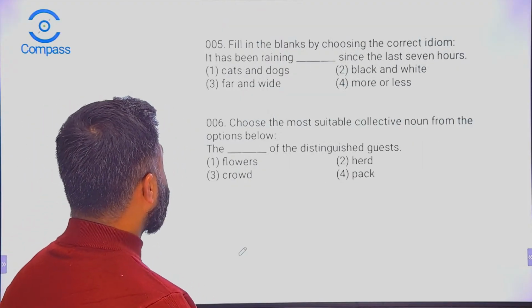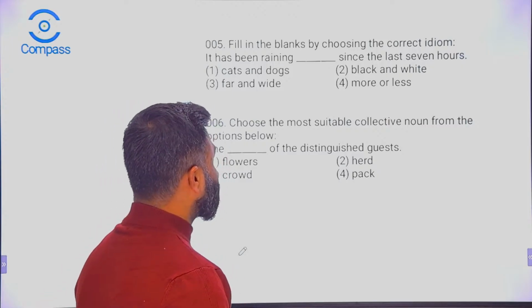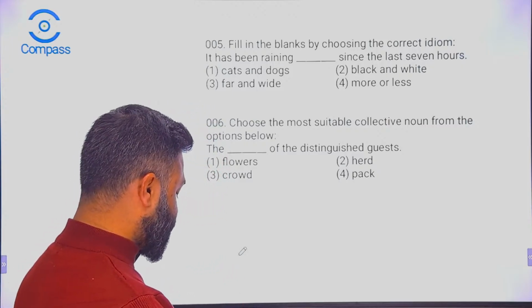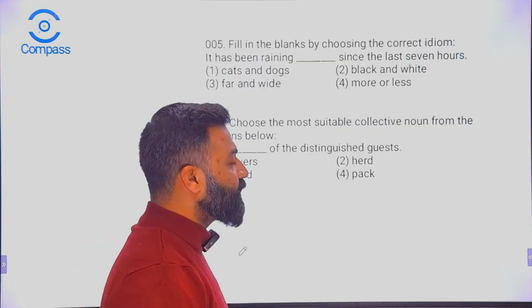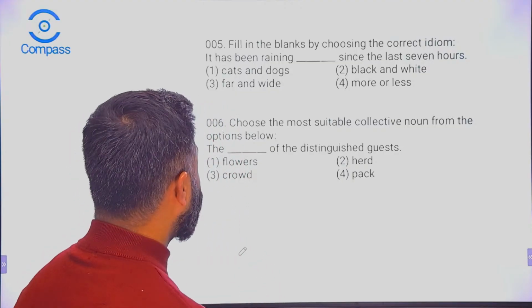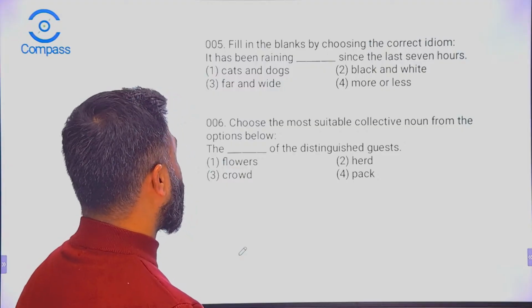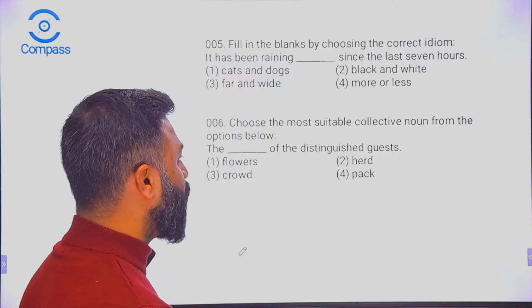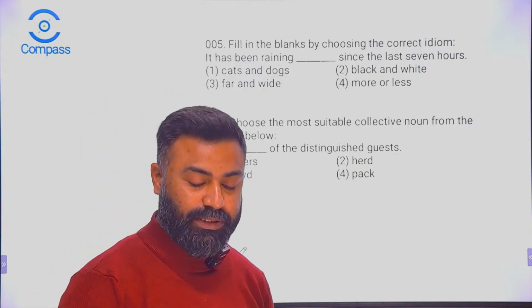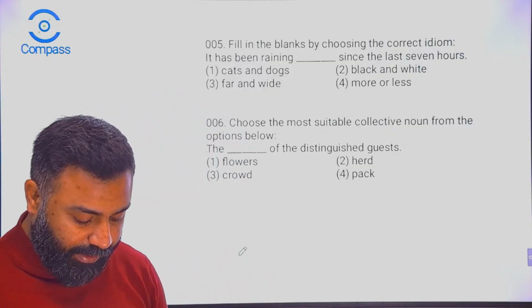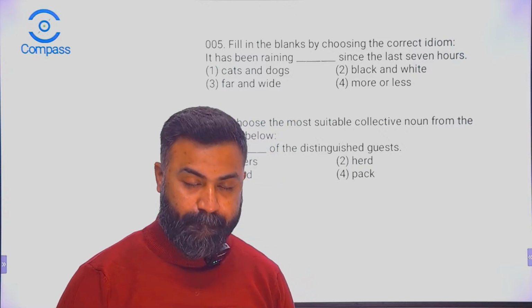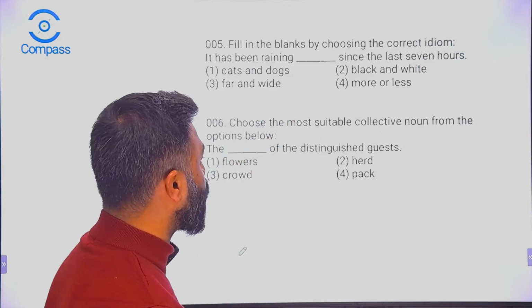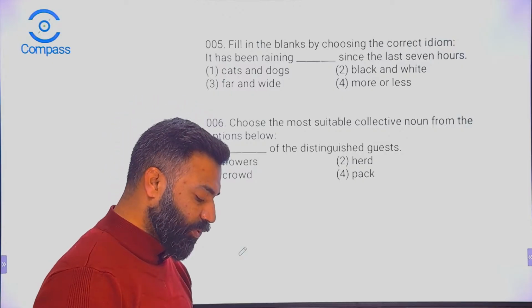Okay, the next question, let's begin. Fill in the blanks by choosing the correct idiom. It has been raining dash since the last 7 hours. So will it be cats and dogs, black and white, far and wide, more or less? So you need to answer the correct idiom. What will be the correct idiom that will be used here? Who would like to answer this question?